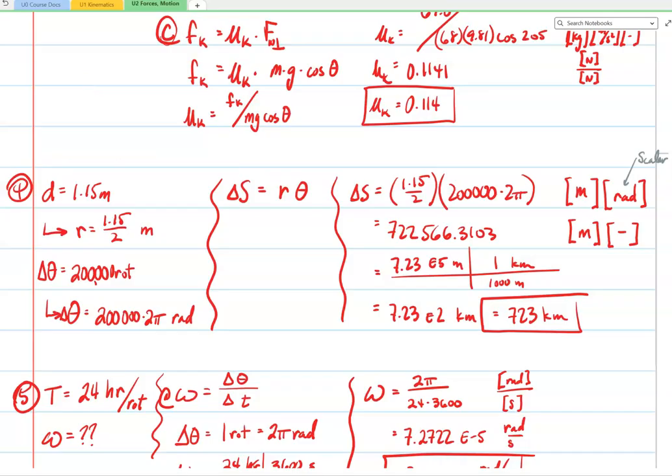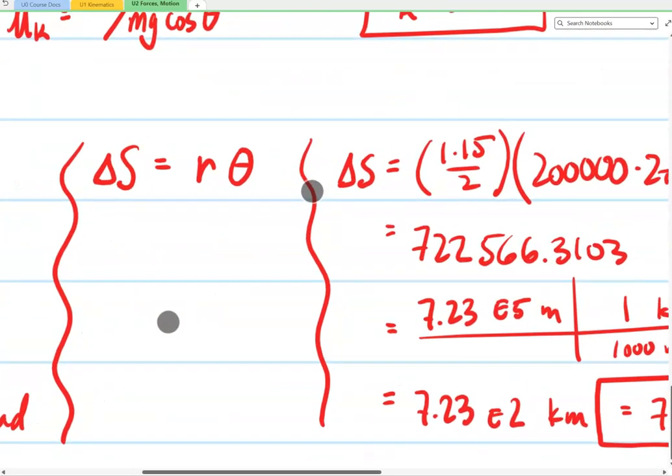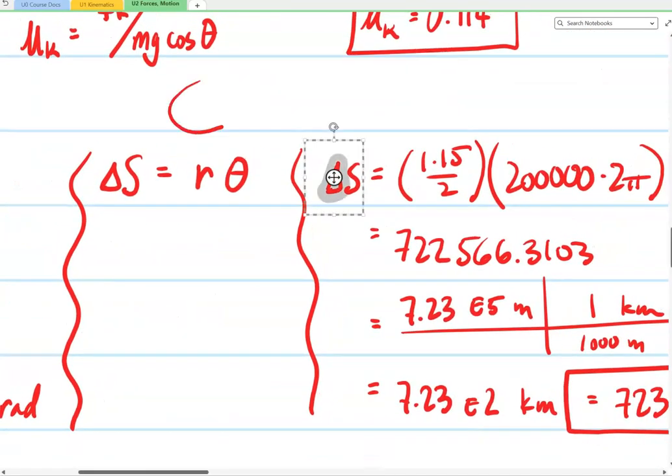So I'm going to identify that delta theta, the displacement of our angles here. I'm going to call that 200,000 rotations. And since our unit of measure is radians for that, we need to multiply that 200,000 by 2 pi to convert that into radians. So then effectively, the arc length is what we're after here.